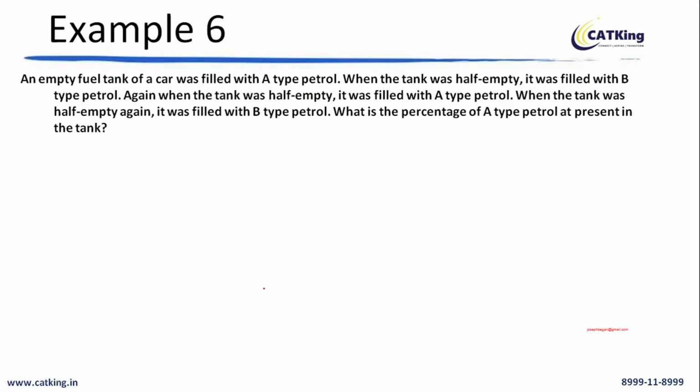पहले उन्होंने बोला है कि एक टैंक है जिसमें A-type पेट्रोल है. जब वो आधा खाली हो जाता है उसमें B डाल देते हैं. अब फिर से जब आधा होता है तब A डाल देते हैं. फिर जब आधा होता है तब B डाल देते हैं. बस इतना. ठीक है. राइट, तुमको बताना है कि अभी A टाइप का पेट्रोल टोटल टैंक में कितना है.